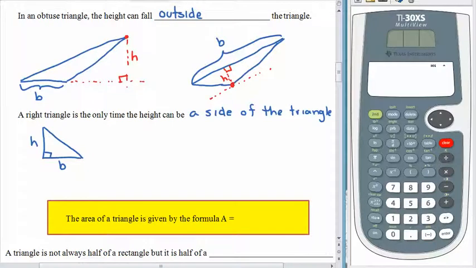In a right triangle, the height is not always a side. Just like before, it depends on where you put the base. Let's take that same triangle-ish and say, what if I decide to call the base over here the hypotenuse? Well, then we would have the height here. Right? We just want the bases and the heights to be perpendicular.